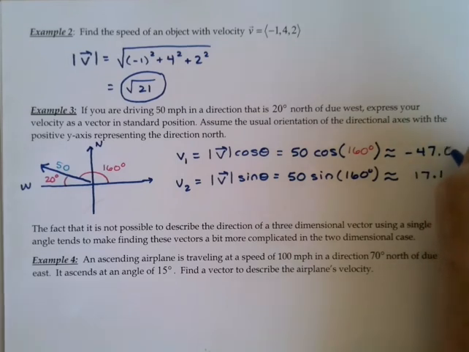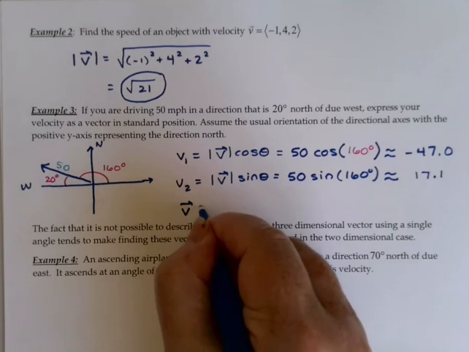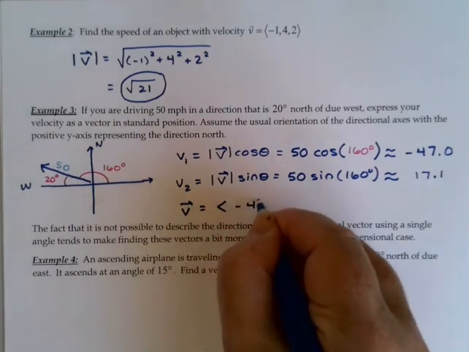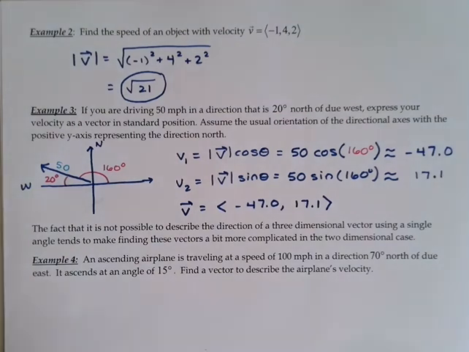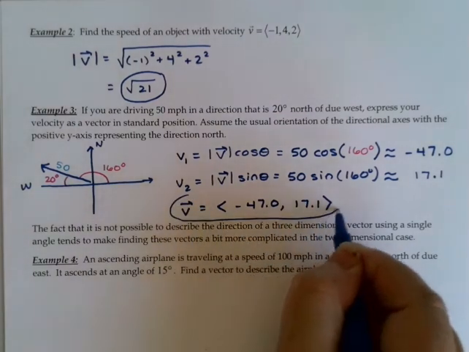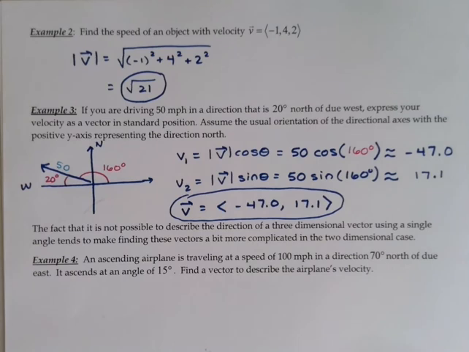I could put this as negative 47.0. I did round to 1 decimal place. I just got negative 46.98. So rounding to 1 decimal place went to negative 47. All right, so my vector has components negative 47.0, comma 17.1. Notice that that makes sense. That would put us in the second quadrant, which is exactly where we're supposed to be.